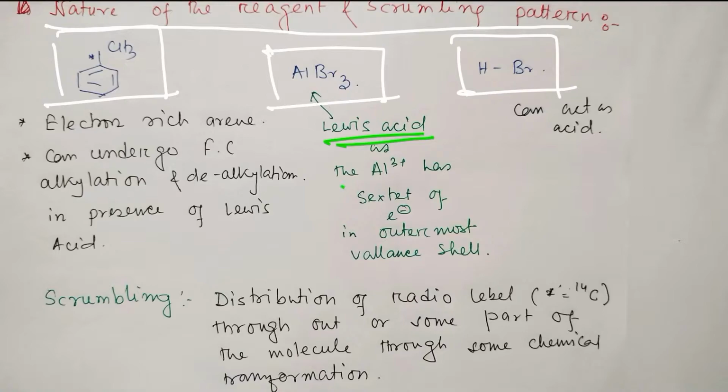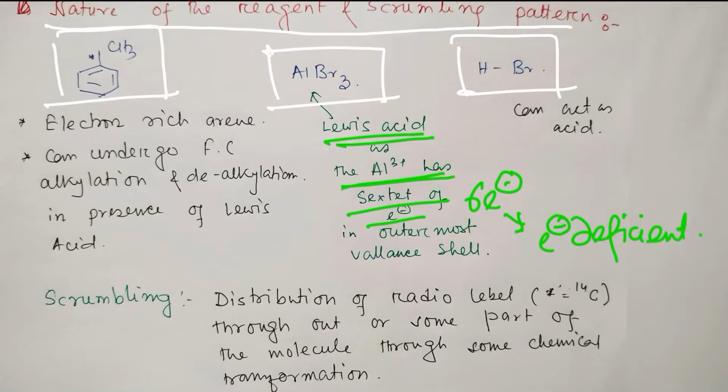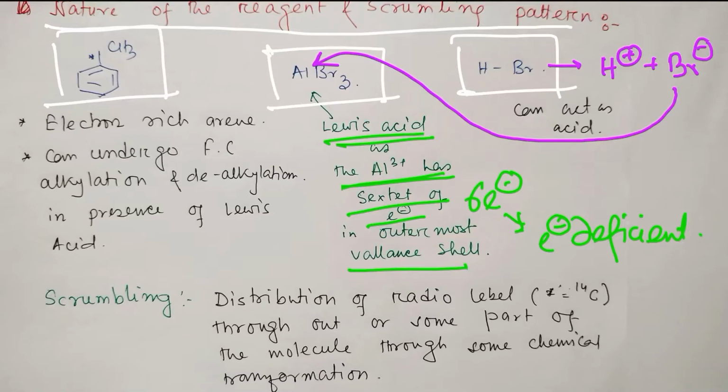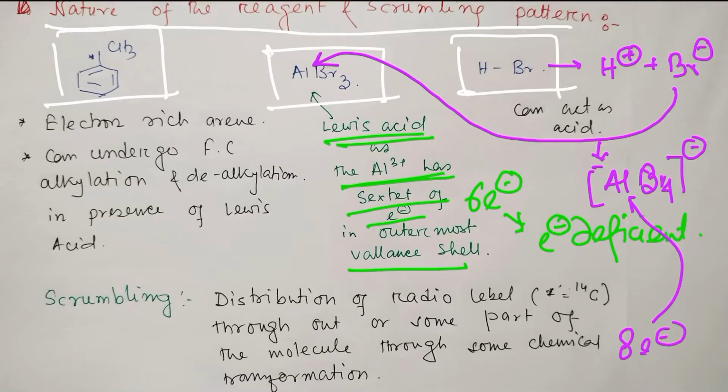Why? Because the outermost valence shell of aluminium 3 plus has a sextet, or 6 electrons. So it is electron deficient, because to fulfill its electron deficiency it needs 8 electrons in the outermost valence shell. And HBr can act as an acid, meaning it can produce H plus and Br minus. Since all are in the reaction medium, these Br minus can bind to this aluminium 3 plus, and it will result in the AlBr4 minus anion, an 8 electron species, so the octet is fulfilled. So in conclusion, it will produce H plus AlBr4 minus.